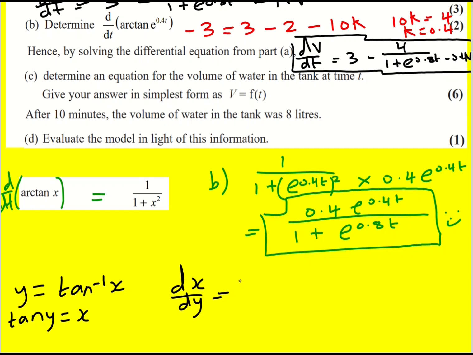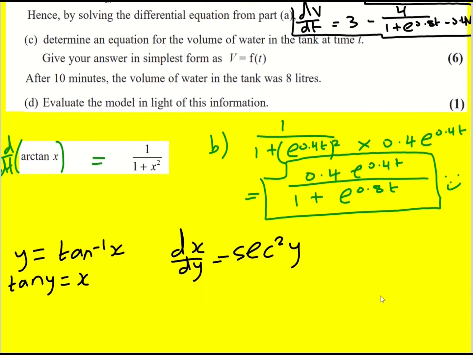And for this one, you either have to use the quotient rule or you might know the result. It's sec squared y. Okay, so I'm not going to go to that level of detail and use the quotient rule.